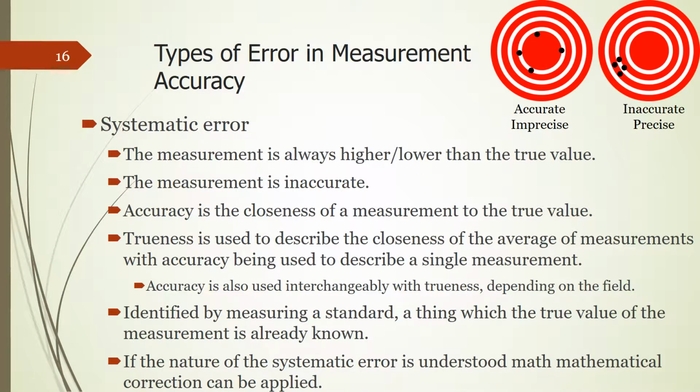Systematic error is really error in the accuracy in many respects. That means all of my measurements are off by a little bit. And so in this case, I've got the inaccurate but precise measurement. The average of those spots is not on the bullseye, but they're nice and close together.